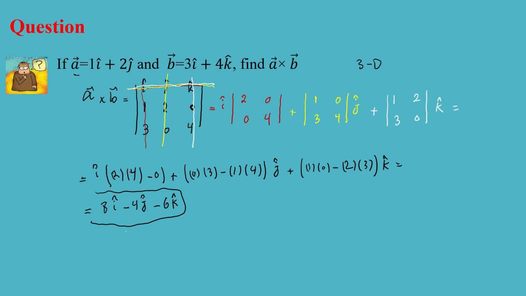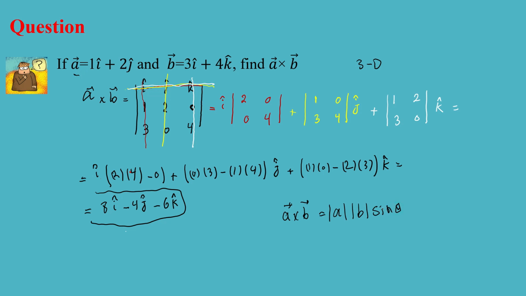You might have this question, why don't we use this equation? Like A cross B is the magnitude of A, magnitude of B, and sine theta.